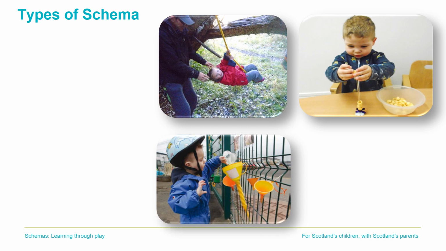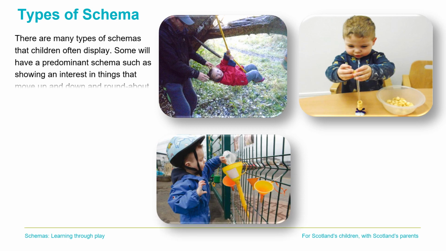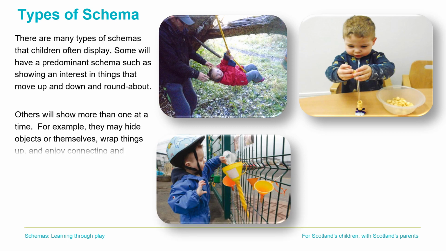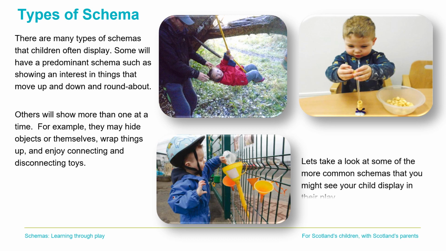Types of schema. There are many types of schemas that children often display. Some will have a predominant schema, such as showing an interest in things that move up and down and round about. Others will show more than one at a time. For example, they may hide objects or themselves, wrap things up, and enjoy connecting and disconnecting toys. Let's take a look at some of the more common schemas that you might see your child display in their play.